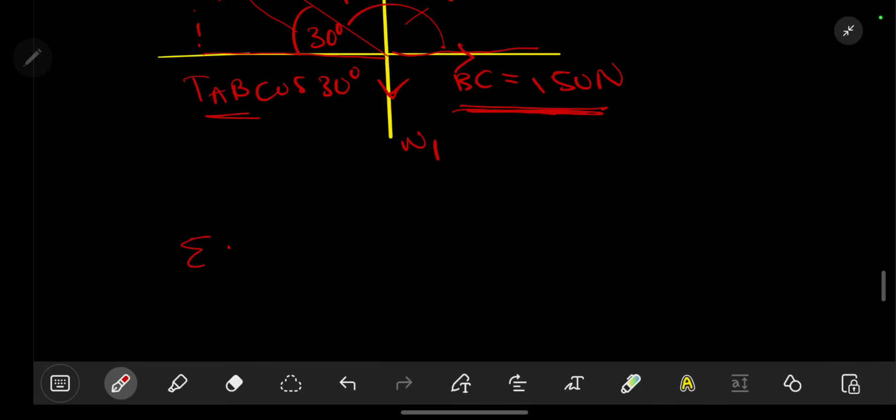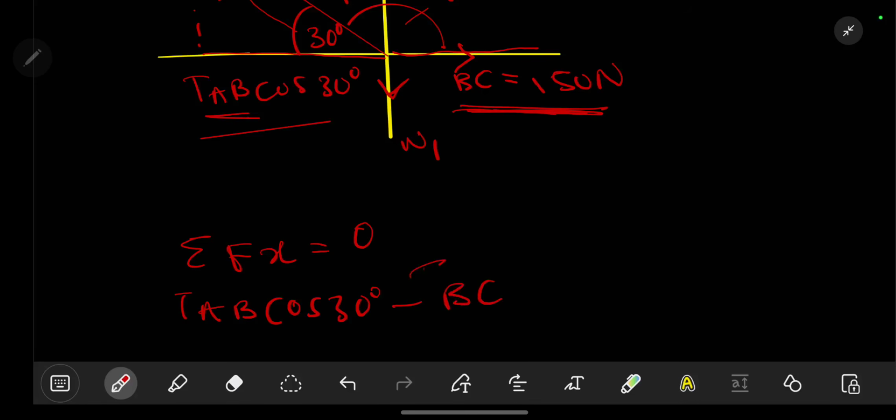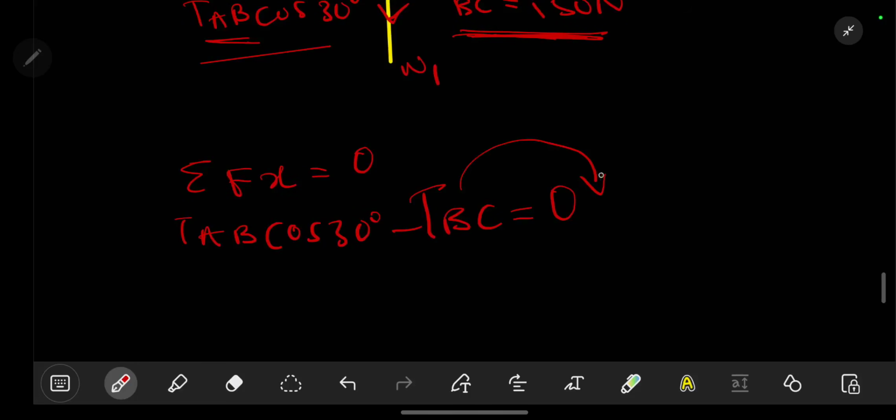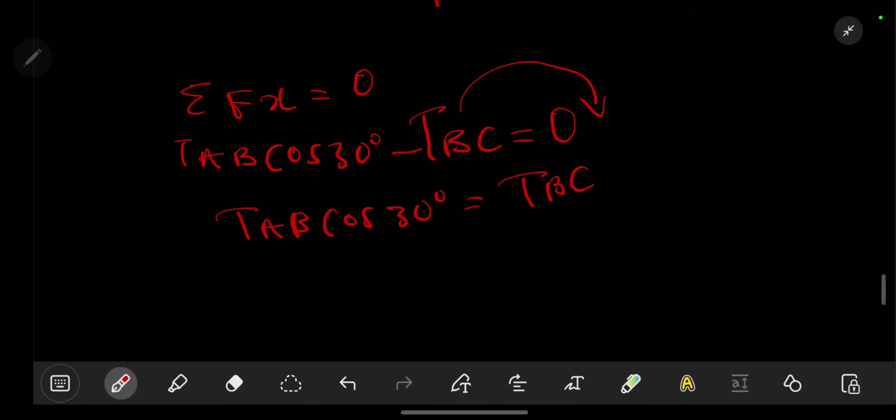So we are going to say summation of forces in the X is equal to 0. Which forces? There is the force acting in this direction, which is our TAB. Then we have cos of 30 degrees minus the TBC should be equal to 0. Then what we are going to do is, let's take this the other side. So it will be our TAB cos of our 30 degrees should be equal to TBC. Then we know that TBC is equal to 150 newtons.